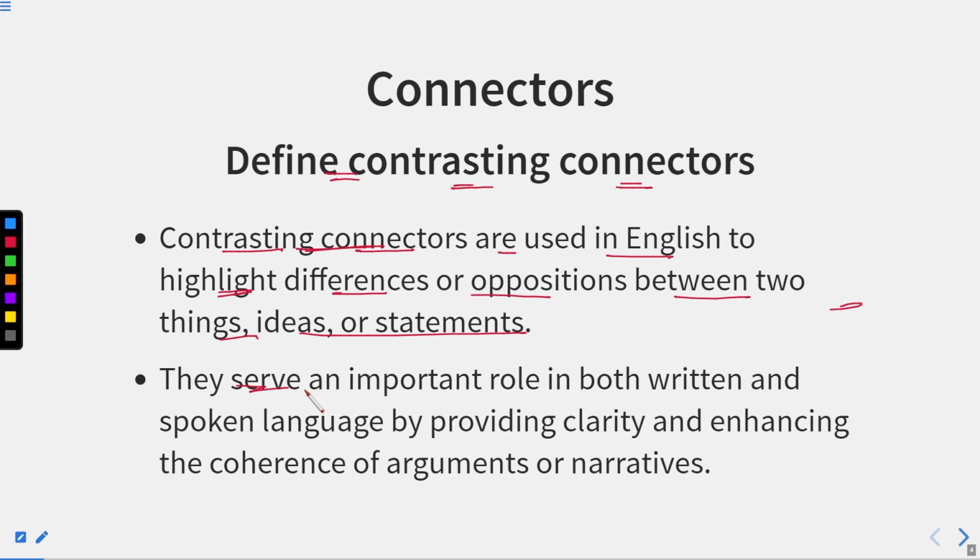Okay, this serves an important role in both written and spoken language. So these are very important in both forms of communication, that is either written or spoken. It means if I want to talk with someone, I can use these type of connectors. Moreover, if I want to write or if I want to make something in a document, I can also use it there, thereby providing clarity and enhancing the coherence of arguments or narratives.